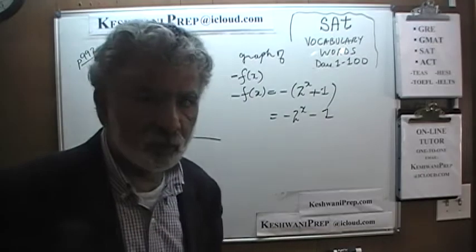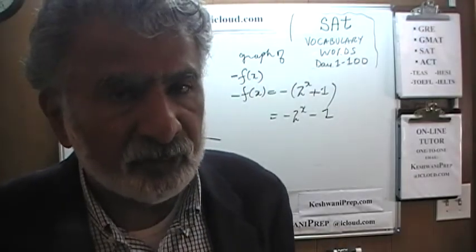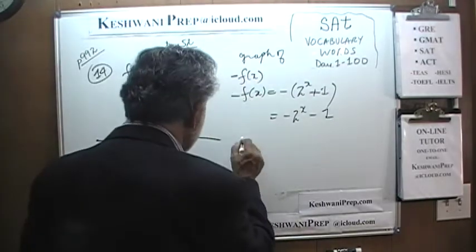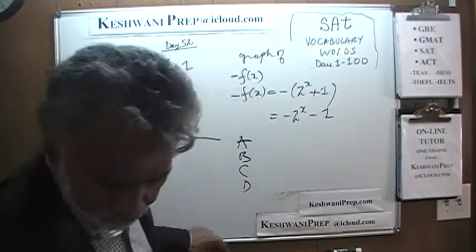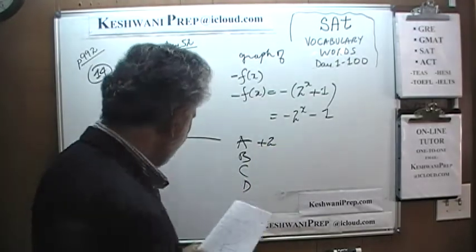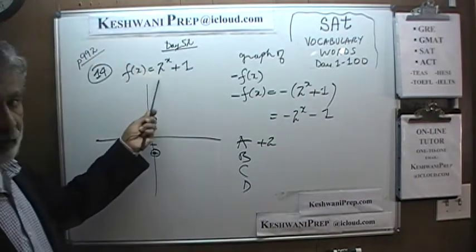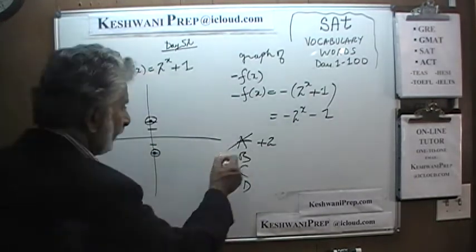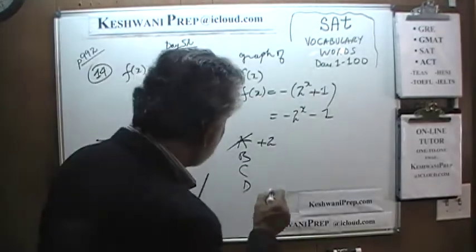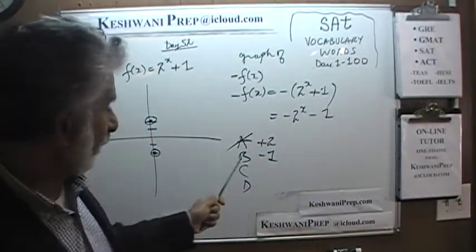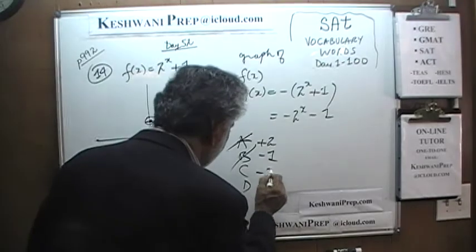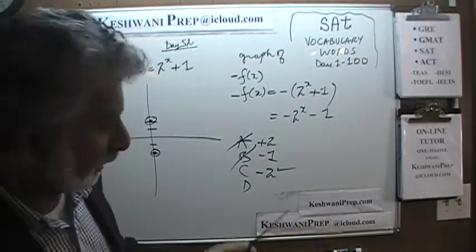And right there is a good junction to pause and see which one of these four answer choices does not meet the condition of the y-intercept being negative 2. We see that A has a y-intercept of positive 2, which is the y-intercept of the original function, not the negative one. That's not it. Answer choice B has a y-intercept of negative 1. Be careful. We don't want negative 1, we want negative 2. That's not it. C does have negative 2, so it is a potential candidate. Let's look at D.